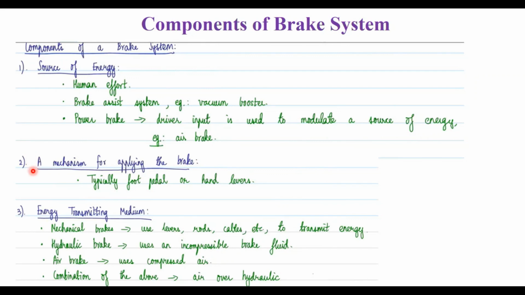And then what is the mechanism by which you are applying the brake? Is it going to be the foot pedal or is it going to be the hand levers? And the third important thing that you need to consider is whether it is going to be a mechanical brake or a hydraulic brake or air brake, or a combination. When you're going for the mechanical brake, you use levers, rods, and cables to transmit energy. In the case of hydraulic brake, you use some incompressible brake fluid, and in the case of air brake, you use compressed air, and it can also be air over hydraulic, which is nothing but a combination type. So these are some of the energy transmitting media in the case of brake application.